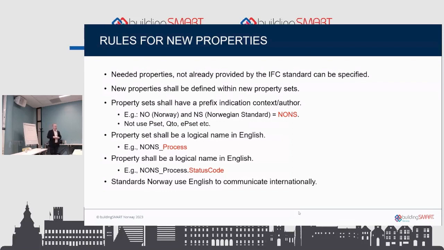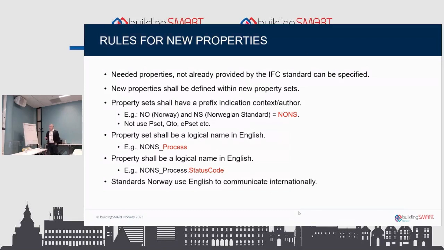If you have to make new properties, you don't put them in existing property sets. Then you're messing up the structure of IFC. So you have to make new property sets, and you have to identify the property set not using the already used P sets or quantity P sets, or if you already have a project ongoing in buildingSMART International for extending the P sets. You can also use EP set, but you should not use those.